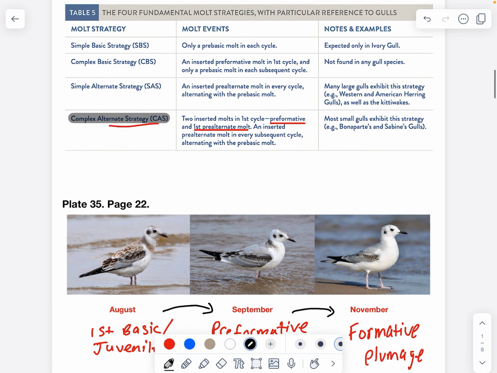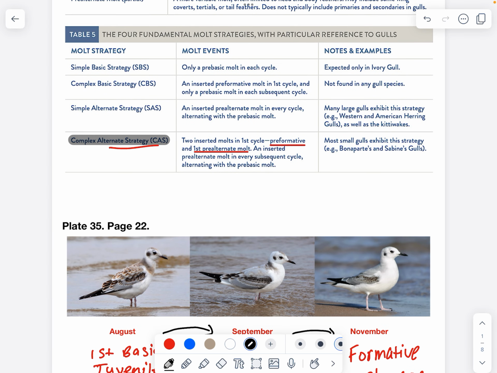Again, the key takeaway here for complex alternate strategy, there's a partial preformative molt and partial first pre-alternate molt. With our large gulls that undergo this simple alternate strategy, we believe they only have an inserted pre-alternate molt. So there isn't this preformative molt in these large gulls, as well as the kittiwakes. Kittiwakes, interestingly, have SAS molt strategy.